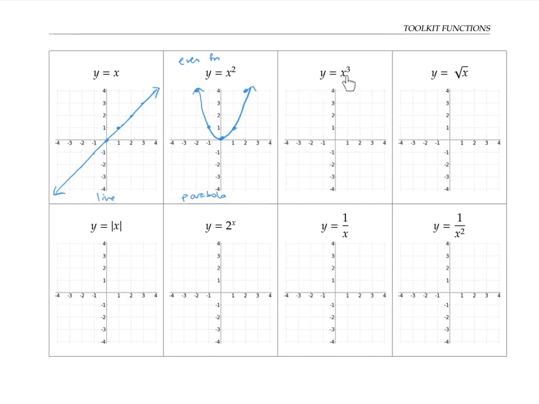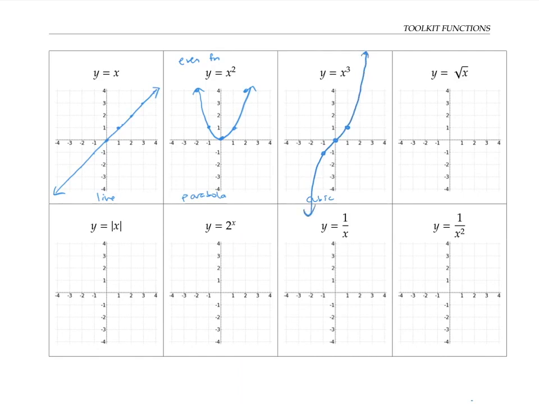The next function, y equals x cubed, I'll call that a cubic. Let's plot a few points. When x is 0, y is 0. When x is 1, y is 1. When x is negative 1, y is negative 1. 2 goes with the point 8 way up here, and an x value of negative 2 is going to give us negative 8. If I connect the dots, I get something that looks kind of like this.